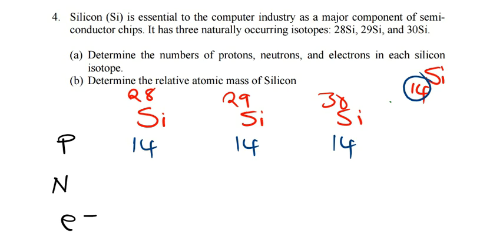For the first one, 28 minus 14 is going to be what? What's the difference? 28 minus 14, that's going to be a 14. 29, that's a 15. 30, that's going to be a 16. Okay.